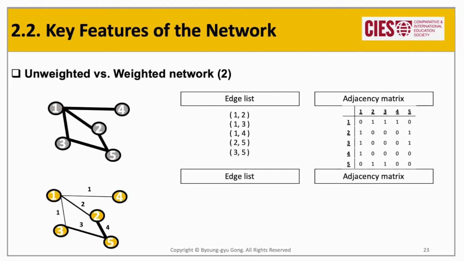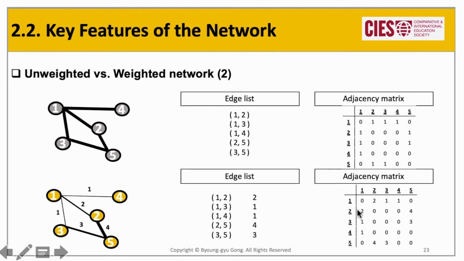Now let's check the answers. The edge list of the weighted network has an extra column for the edge attributes. This is the edge weight and shows how strongly each pair of vertices is connected. In the adjacency matrix, the previous mark of 1 in the unweighted network is replaced with the edge weights. For example, in the edge list of 2 and 1, the previous mark of 1 was replaced by the edge weight of 2.